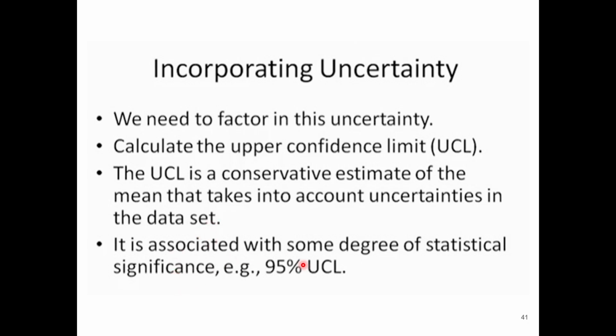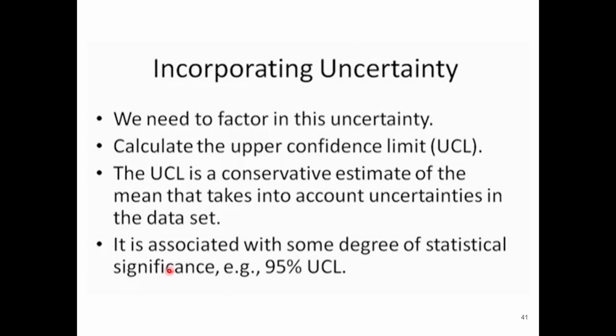Okay, and it is associated with some degree of statistical significance, for example 95% UCL. This statistical significance is nothing but the alpha value, that is, how much may be wrong. If we are talking about 95% UCL, we are talking about an upper confidence limit with a 95% confidence level. If we are talking about 100 samples, 95 samples will always have a value either equal to or lesser, not more, and there are 5 samples which can exceed that limit. And that is the significance level.